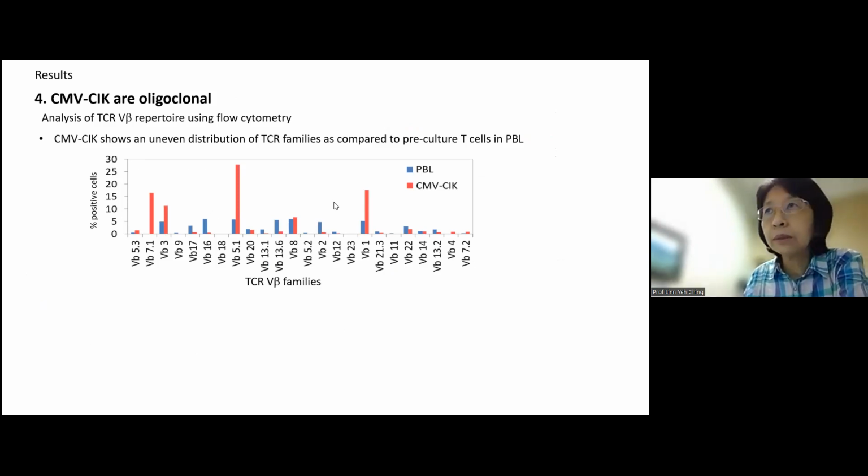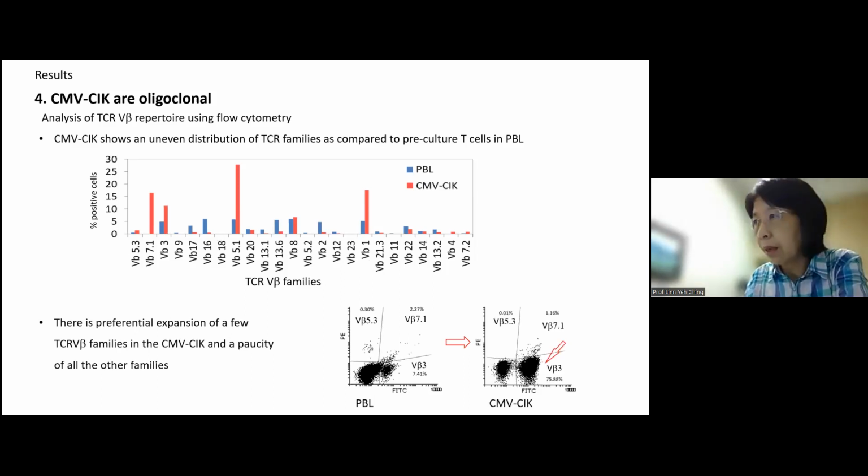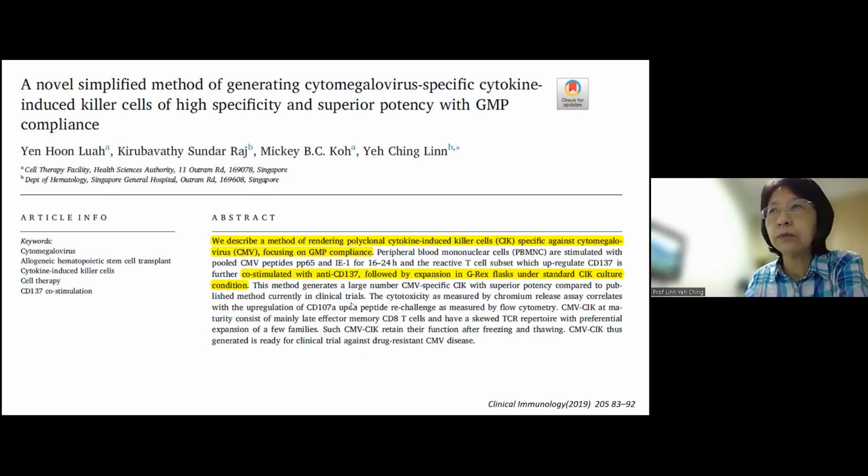CMV-CIK are oligoclonal in contrast to polyclonal starting lymphocytes. The CMV-CIK are shown as red bars here, and the blue bars represent the starting lymphocytes. There's an uneven distribution of some TCR V beta families in contrast to the even distribution of the pre-culture T cells. This is an extreme example with the V beta 3 family expanded to constitute 75% of the cells in the culture as compared to a much lower percentage in the starting lymphocytes. We published our findings a few years ago.